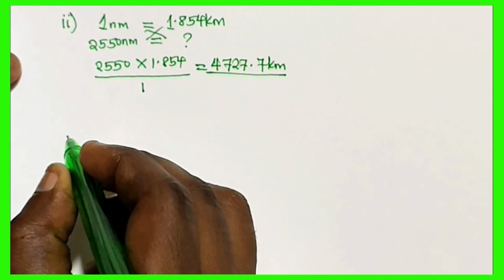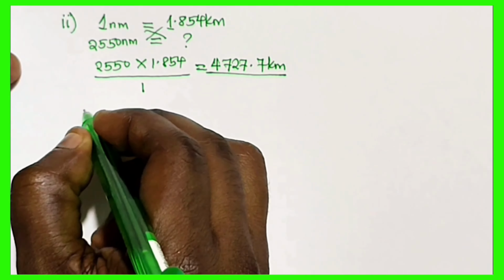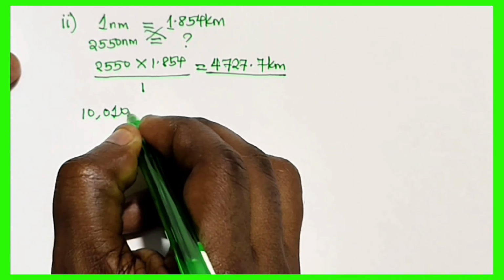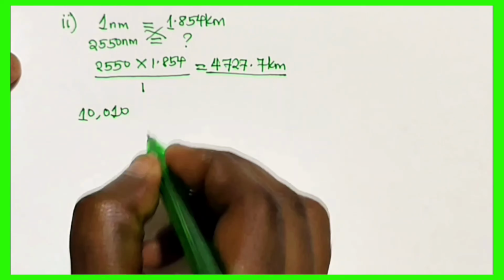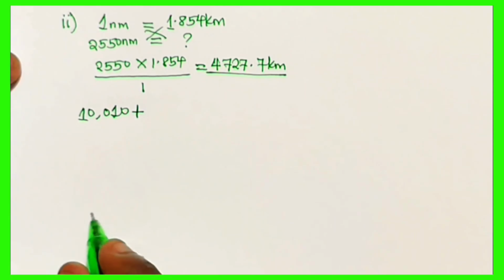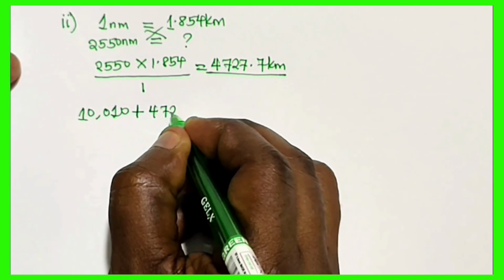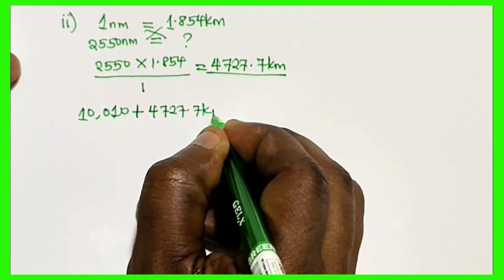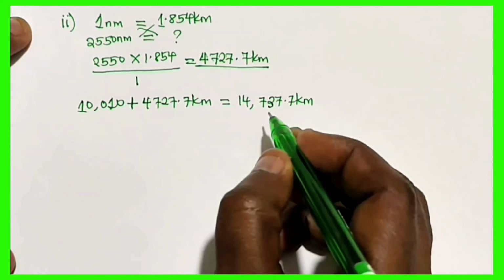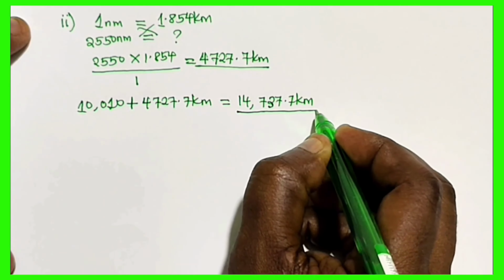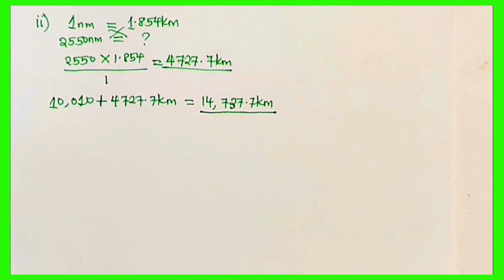So we can easily tell the distance for the whole journey to be equal to, we know that the distance from airport A to airport B, we had found 10,010 in part A, and then we are going to add the distance from airport B to airport C, which is 4,727.7 kilometers. And this will lead us to getting 14,737 kilometers.